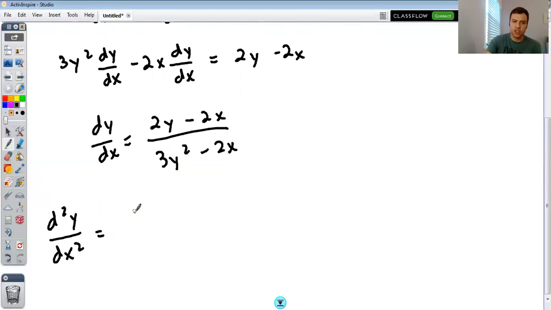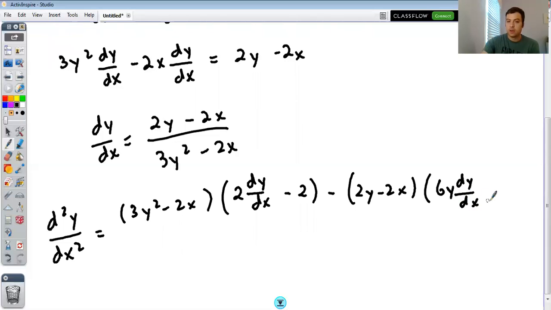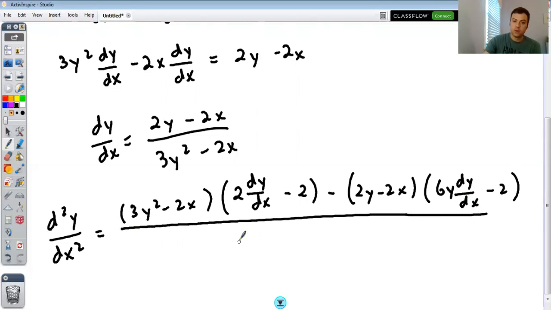So in this one, we're going to do the quotient rule with our implicit. So we're going to take the bottom, 3y squared minus 2x, multiply that times the derivative of the top, which would be 2 dy dx, still implicitly, minus 2. We'll subtract the top times the derivative of the bottom. So that's 6y dy dx minus 2. And then all over the bottom squared.